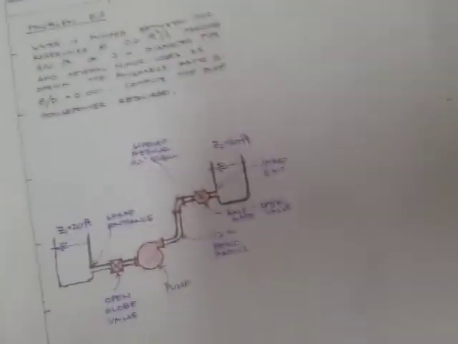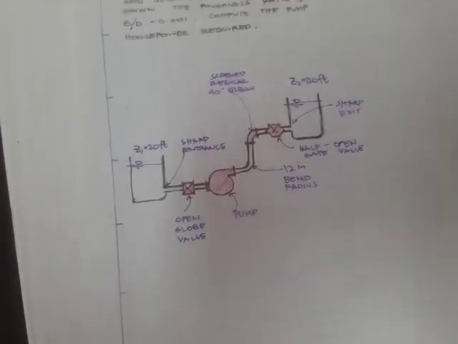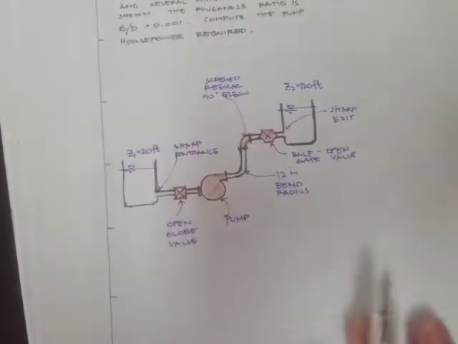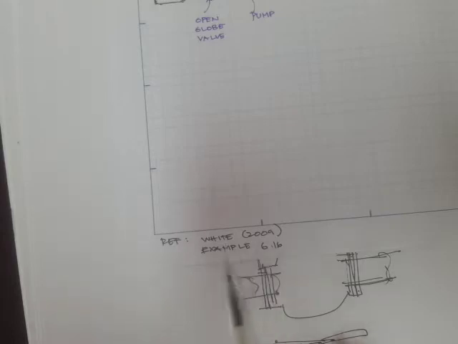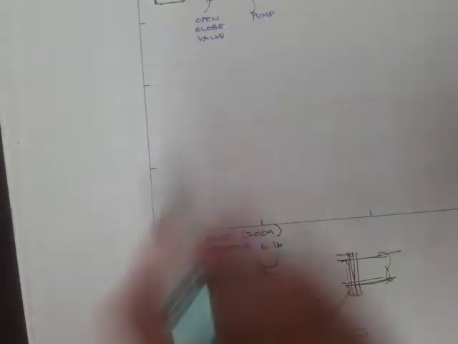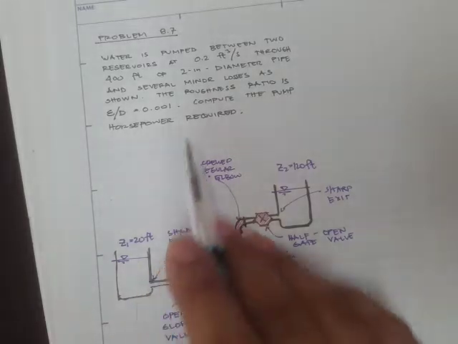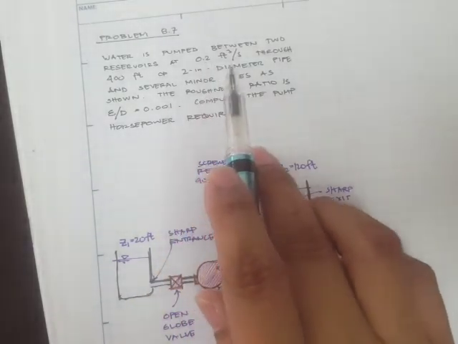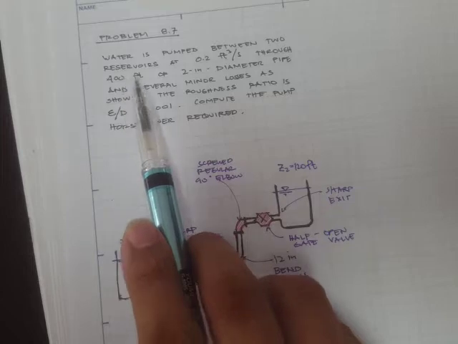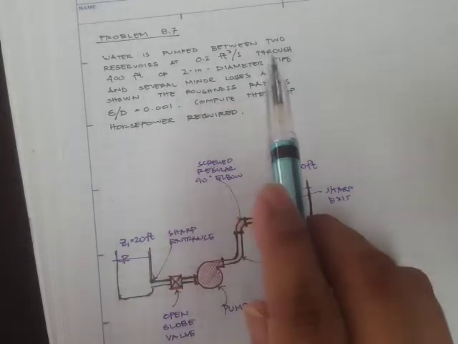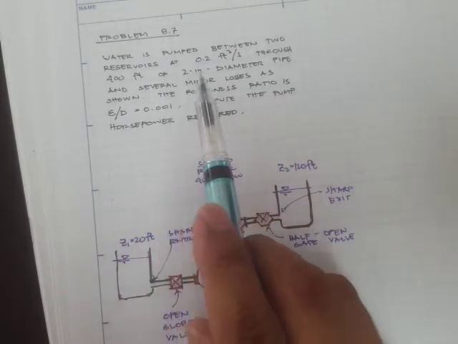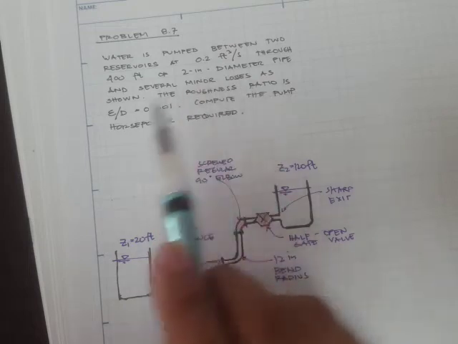Alright, now let's do one more problem regarding this pipe flow problem. This problem is taken from the textbook of White, and that's example 6.16. The problem says water is pumped between two reservoirs at 0.2 feet cubed per second through 400 feet of 2 inches diameter pipe and several minor losses as shown.